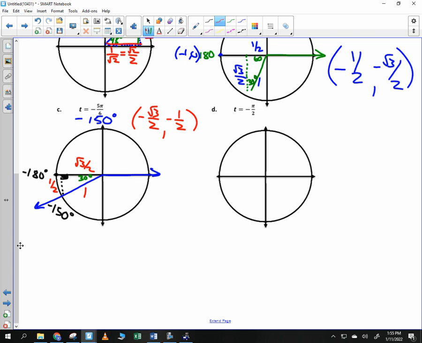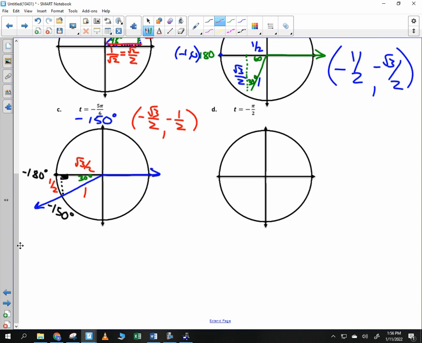Now, on our unit circle, if we write that down, would it just be root 3 over 2, then 1/2? You mean for 150? Yeah. So for 150, it would be in the second quadrant, right? So it would be a negative root of 3 over 2 and a positive 1/2. Okay. All right. Last one.